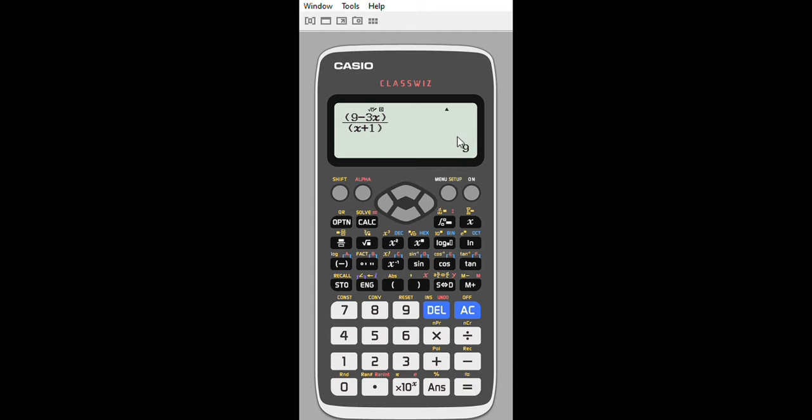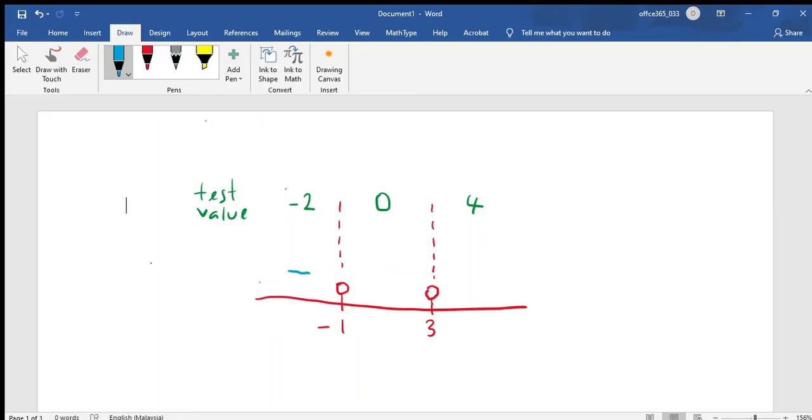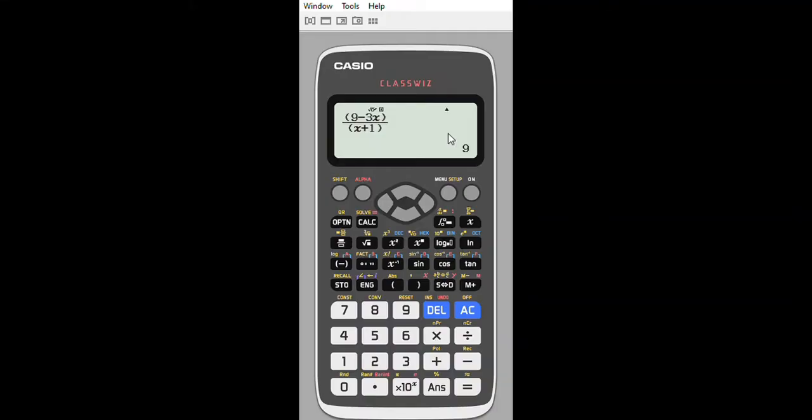Now we get positive 9, and then write positive on our second region. For the second region here, we get positive 9, so just write positive. Then move on to our third test value.